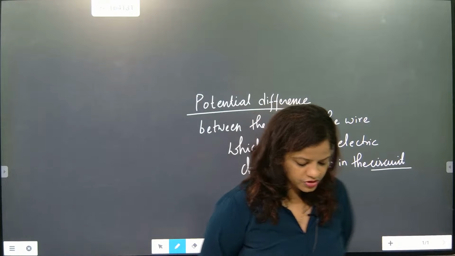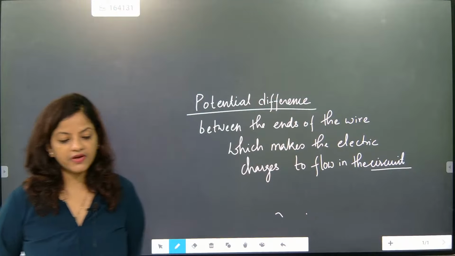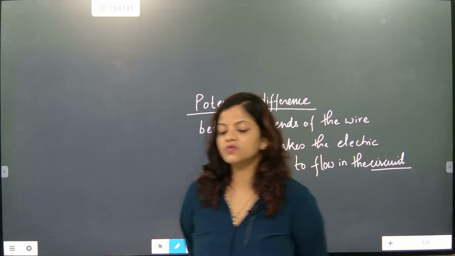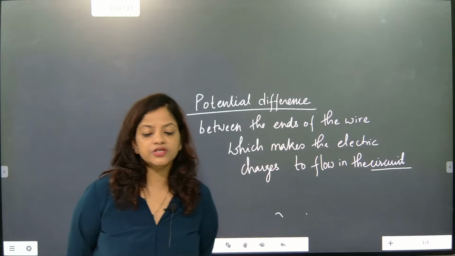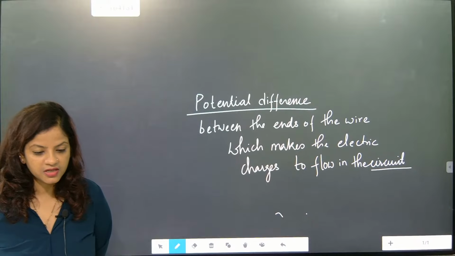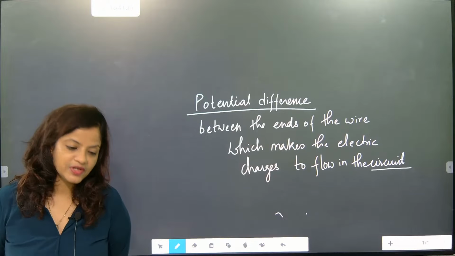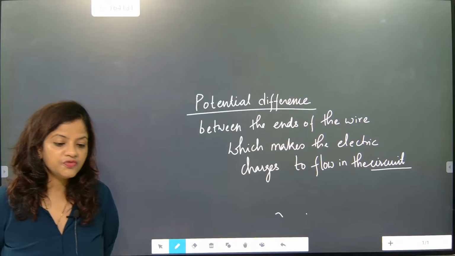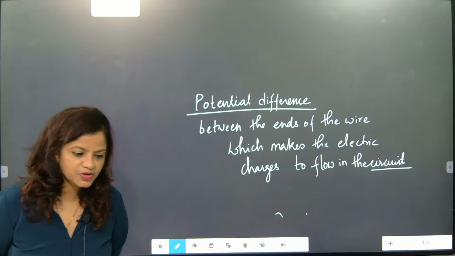So this is the most important part. That means we need either a cell or a battery or some conducting devices. Understood or not? We need something which maintains the potential difference. That's the most important answer.